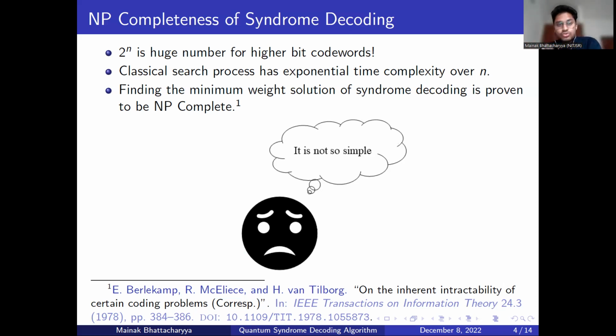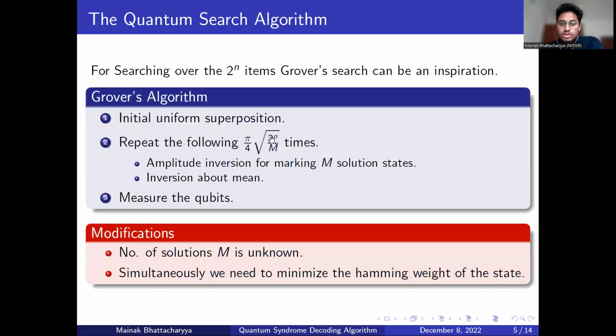So we have to search through all the 2^n possibilities of error vectors to get an answer as to what is the actual error vector that has been implemented by the noisy channel. And to have a better time complexity, we have used quantum parallelism and Grover's algorithm to have a quadratic speedup in the searching process.